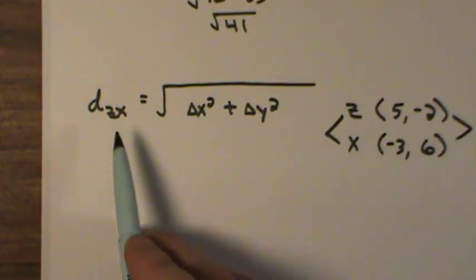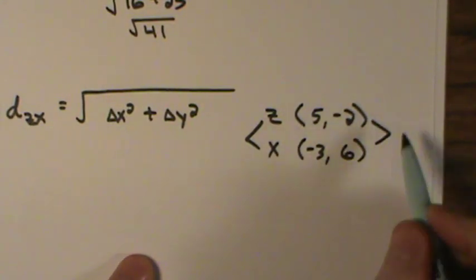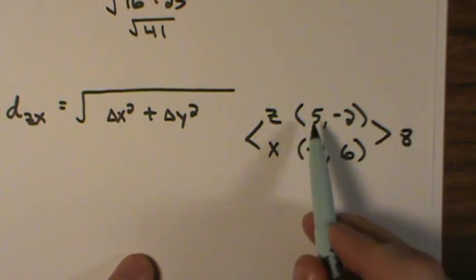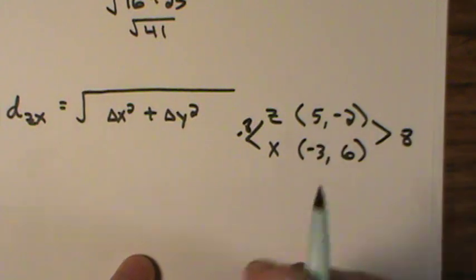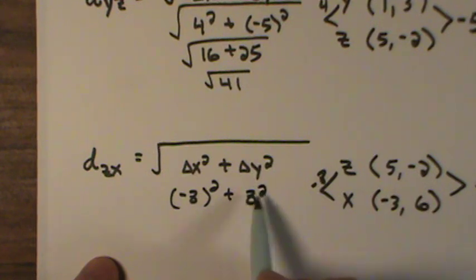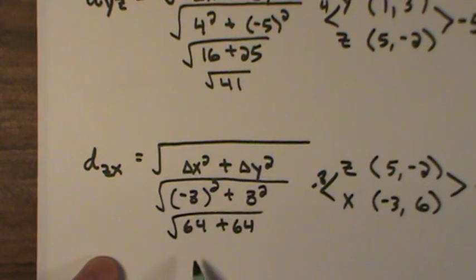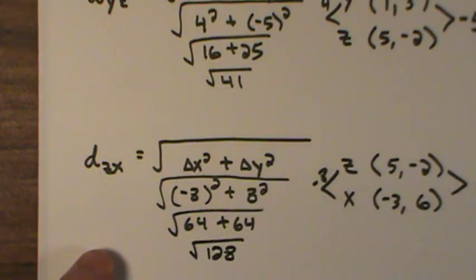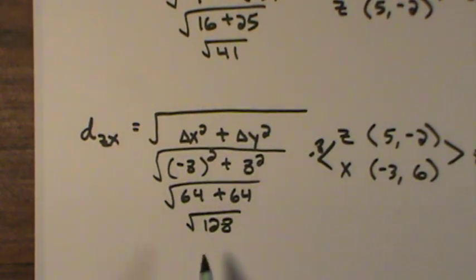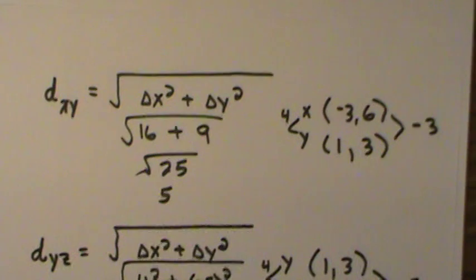Next, I need to find the distance between z and x. So I'm going to do my deltas. To go from -2 to 6, that would be +8. To go from 5 to -3, that's -8. -8 squared plus 8 squared would be 64 plus 64. Now that would be rad 128. The rad 128 does break down into 8 rad 2, but I'm just going to let it be for now because I'm going to show how the calculator will use all these values to come up with the area of the triangle.